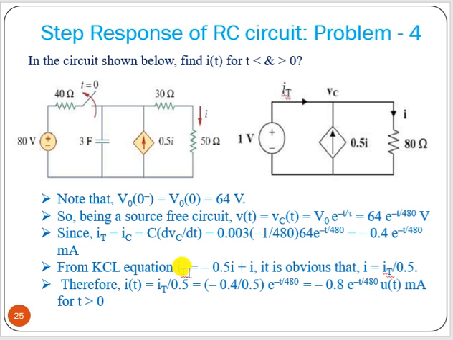Now IT is nothing but minus 0.5 I plus I. Now from here we can find out I is IT by 0.5. So we can find out IT, at t greater than 0, what is the value of this IT.